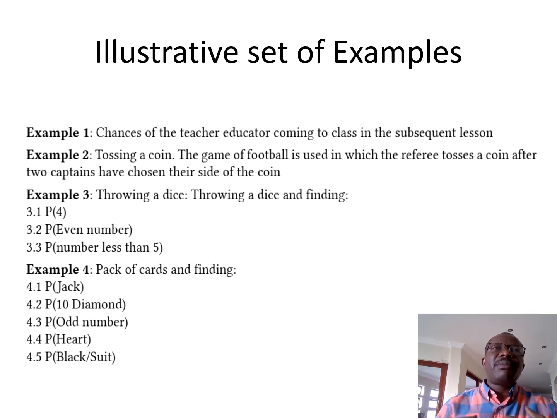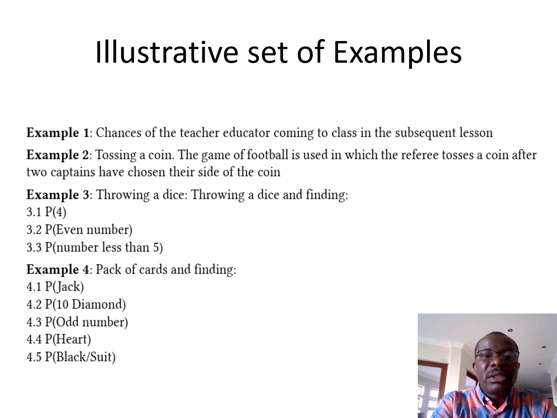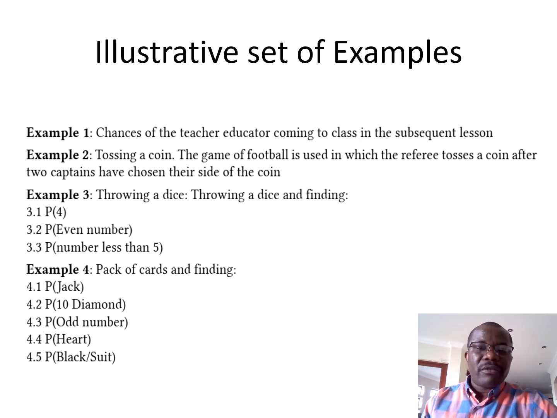The first example is the chances of the teacher educator coming to class in the subsequent class. She says, what is the probability that I'll be in class in the next class? That was the first question. The second question was about tossing a coin, and the game of football was used, where a coin is tossed before the different captains choose sides. The third was throwing a dice, and the fourth was a pack of cards.